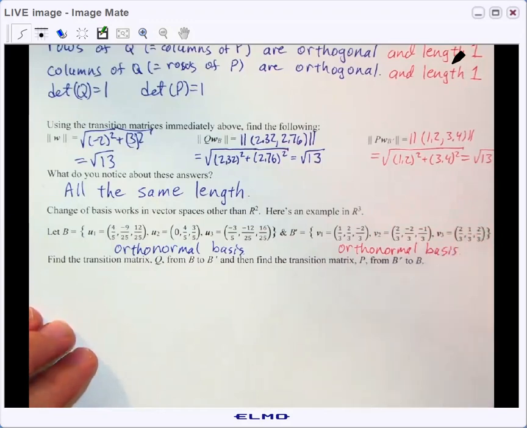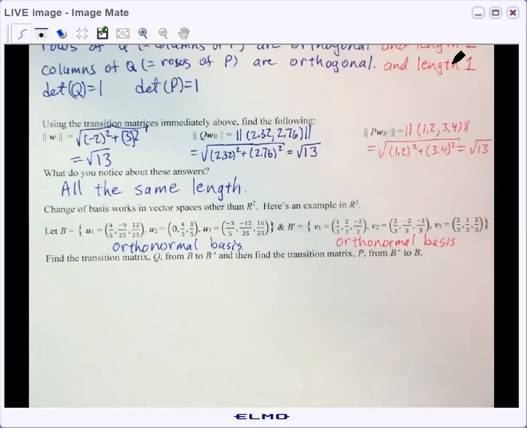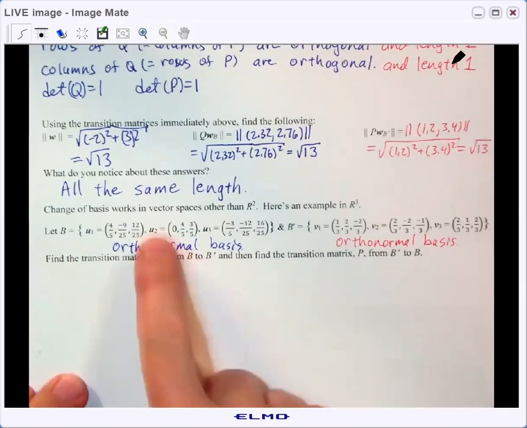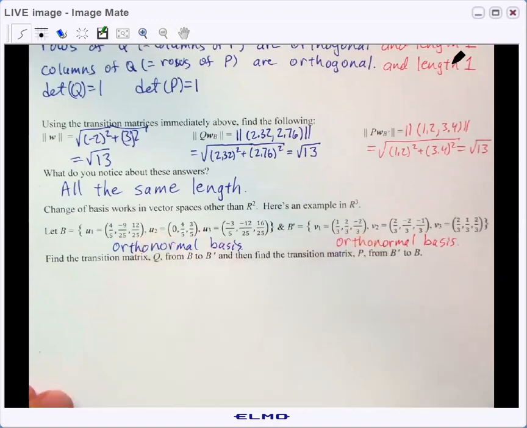Okay, and I'm going to pause the video and let you practice finding the transition matrix. Let's go from B to B prime. Okay, we'll pause the video and let you do that.